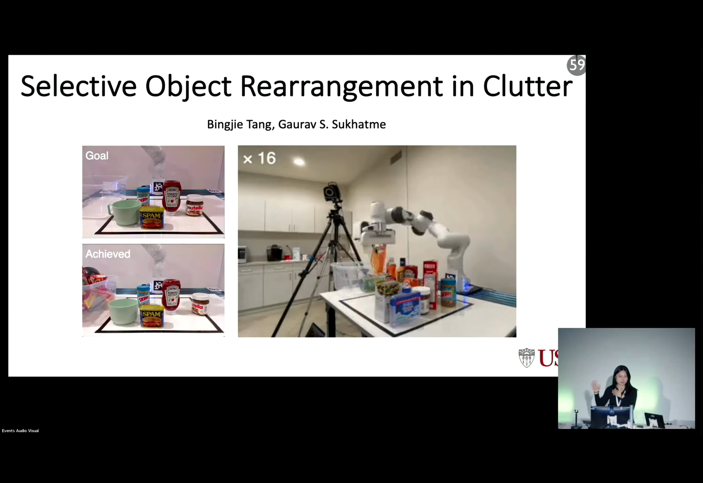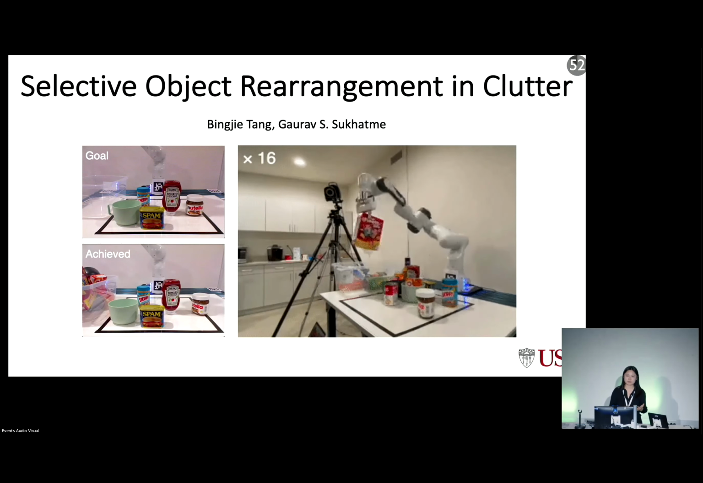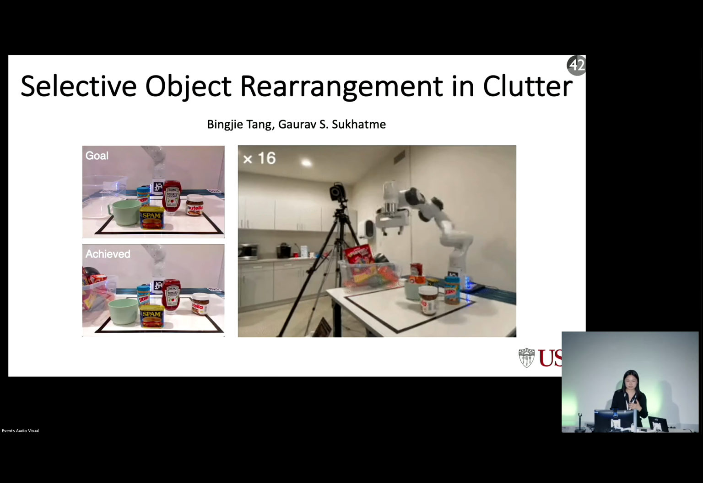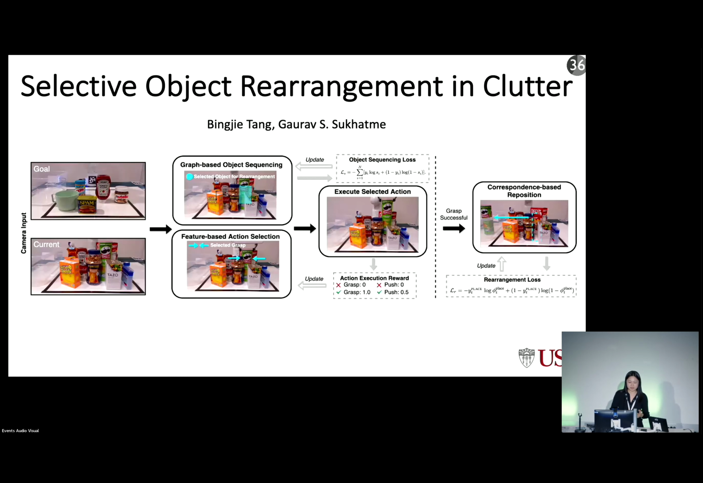Hello, everyone. This work is about selective object rearrangement on a tabletop. The task is, given a goal image, the robot, faced with a clutter of everyday objects on the tabletop, is supposed to reposition a subset of the objects in the initial arrangement according to the goal image. There are three main challenges underlying this task: how do you sequence the objects, how to deal with clutter, and how you do selectivity. To solve this problem, we propose an image-based learned method that involves three phases: graph-based object sequencing, feature-based action selection, and visual correspondence-based placement policy.